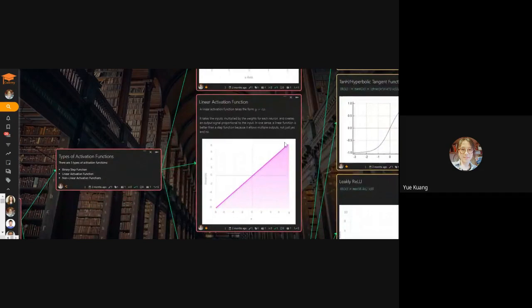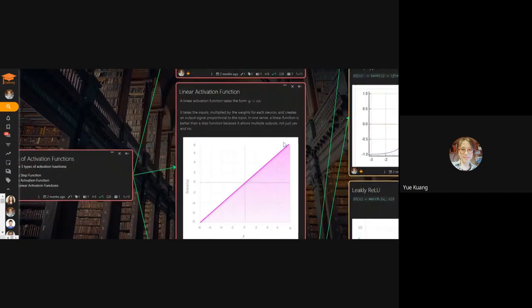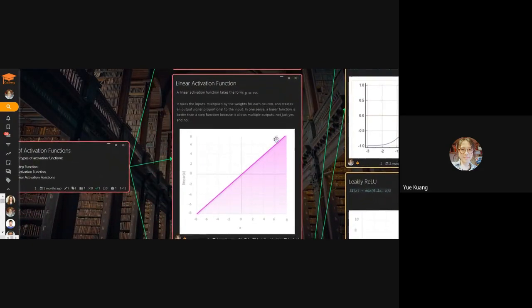So next is the linear activation function. As you can see here, it takes the input multiplied by the weights for each neuron and creates an output signal proportional to the input. In one sense, a linear function is better than a step function because it allows multiple outputs, not just yes and no. And we will move on to the nonlinear activation functions.